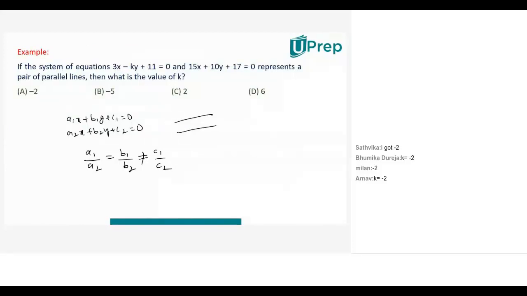Let's apply this condition. What is a1? It's 3. What is a2? It is 15. So a1 by a2. What is b1? Minus k. What is b2? 10. The rest of them is not required, because we want the value of k. So clearly you can cancel 3 fives. So 1 by 5 is equal to minus k by 10. Now if you cross multiply, what is k? It is minus 10 by 5, which is -2.